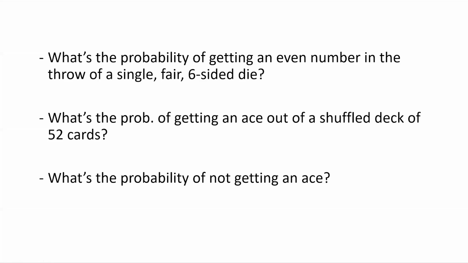What's the probability of getting an ace out of a shuffled deck of 52 cards? 4 out of 52, yes, exactly. There are 4 aces and 52 cards. What's the probability of not getting an ace?